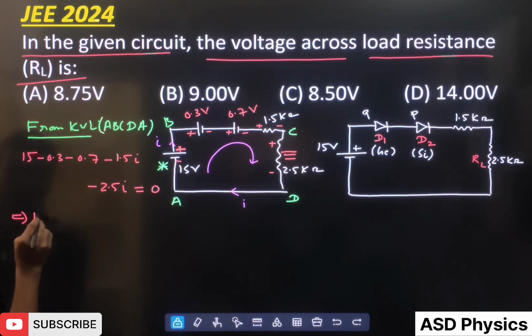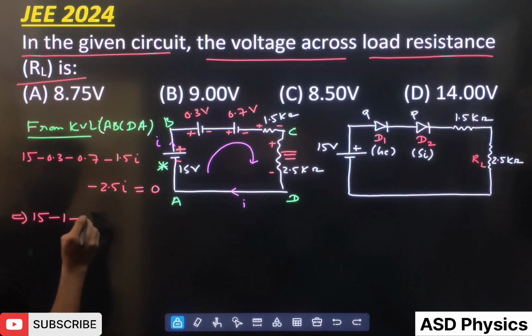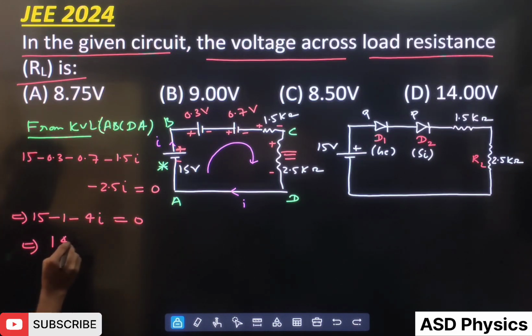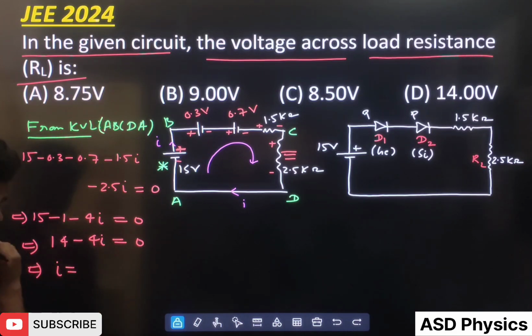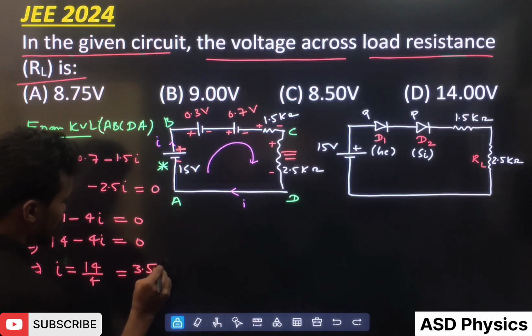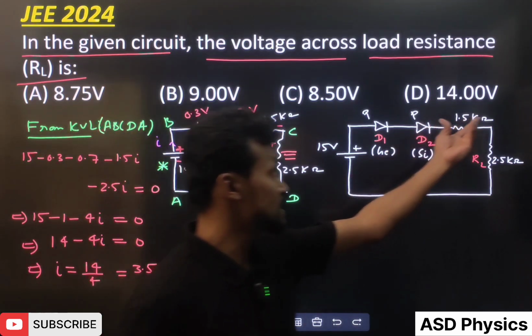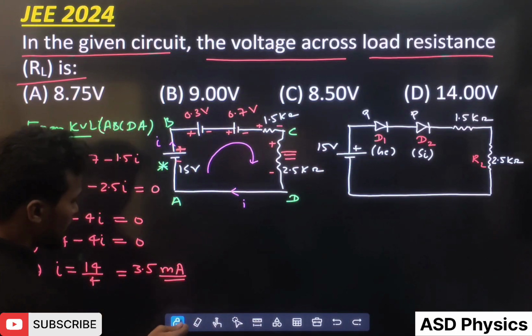So what will this come to? This is 15 minus 0.3 minus 0.7 minus 1.5I minus 2.5I. It will become 14 minus 4I equal to 0. That means I is 14 by 4. When you simplify, it will come 3.5 milliampere. Again, I am telling, resistance in kilo ohm means current will come in milliampere.